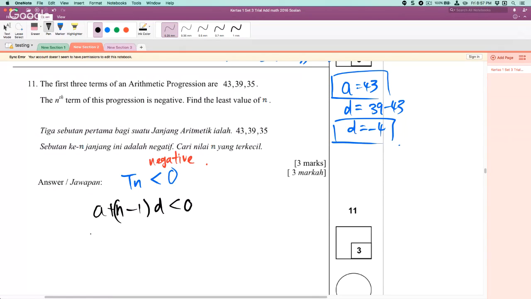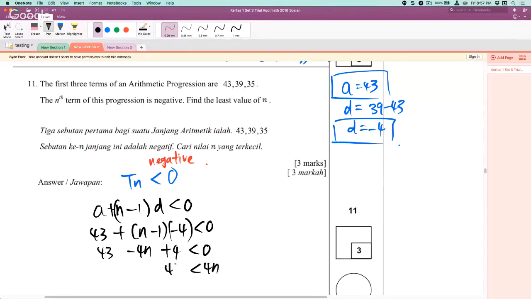is less than 0. My a is 43. My n is unknown. My d is given as negative 4. So I will try to solve this question. This one is 43 plus (n minus 1) multiplied by negative 4. Please do the bracket. This should be negative 4n plus 4, less than 0. So 4n, I move to this side. Here is 47. So n basically should be 47 divided by 4.